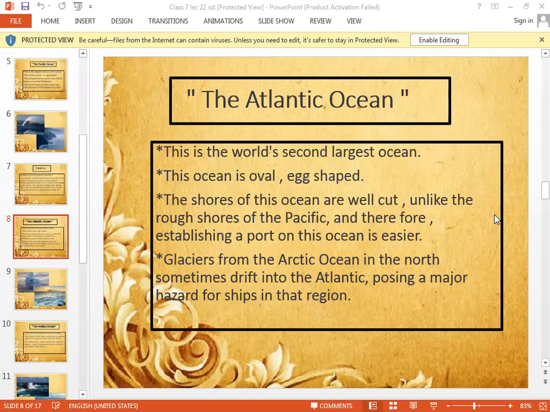And if you have seen the movie of the Titanic, you remember the last scene of this movie, that you can see that the ship hit a glacier. So as I told you, these glaciers of the Arctic Ocean also sometimes drift here, and these glaciers also create problems for the ships in this region. Is it clear? Okay.